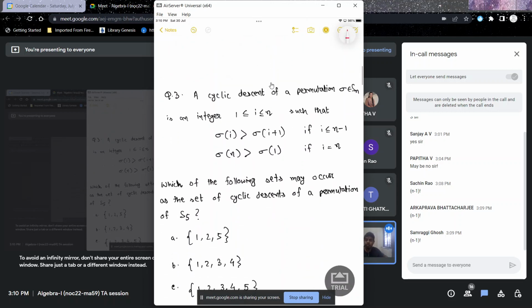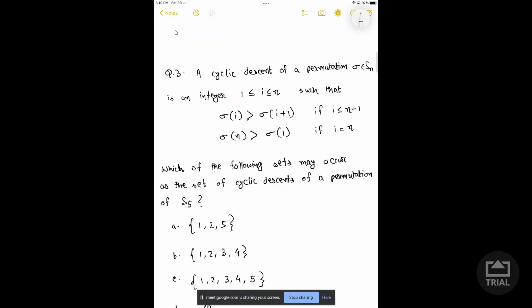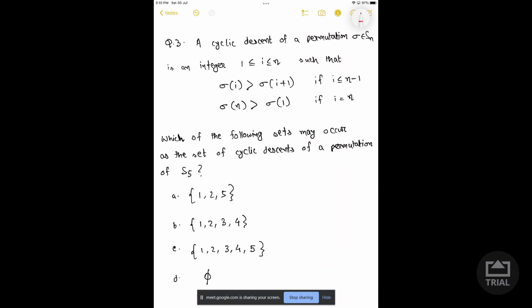Okay, so the third question is again from the previous year assignment. It's just a terminology and nothing else. Suppose you take sigma to be a permutation in Sn. You define a cyclic descent of the permutation sigma to be an integer I from 1 to n such that sigma of I is strictly greater than sigma of I plus 1 whenever I is less than or equal to n minus 1. That is, whenever I is between 1 and n minus 1, sigma of I should be strictly greater than sigma of I plus 1. And if I is equal to n, then sigma of n should be greater than sigma of 1.